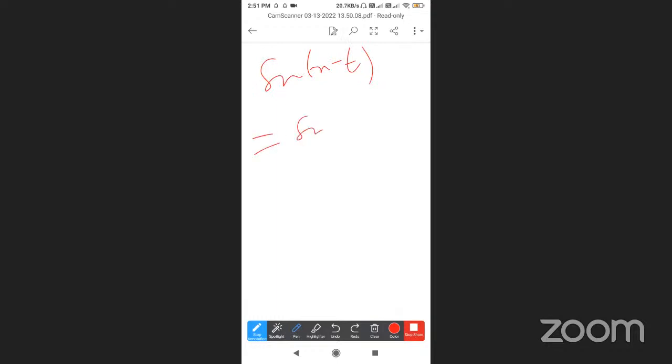sin a cos b, sin a sin x, cos t minus cos a sin b, cos x sin t. This is sin A minus cos B applied into y of t. So what is the explanation? The equation is clear.